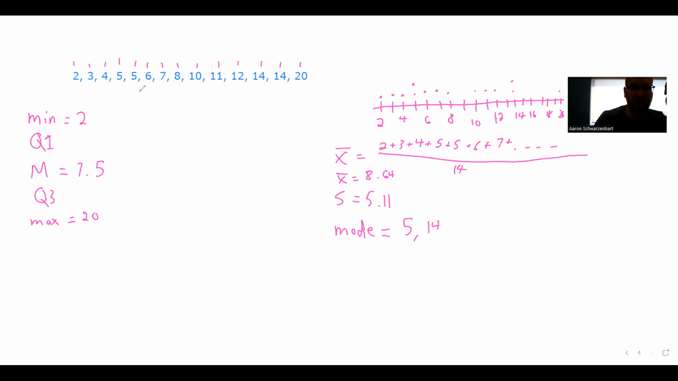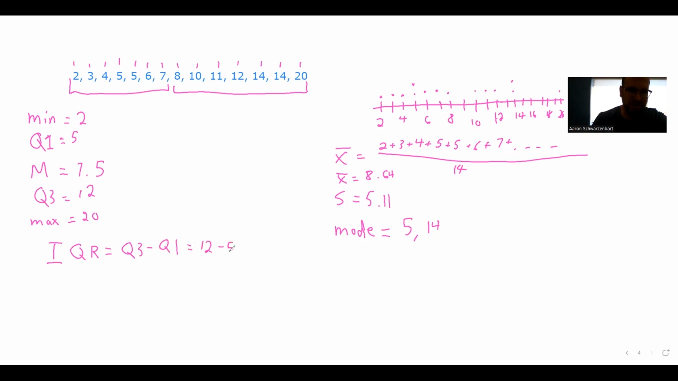To find quartile 1, I must divide my set in half. And again, find the middle number. That happens to be 5. To find quartile 3, I divide the set in half. My middle number happens to be 12. So there's my 5-number summary. I can give an interquartile range, which is always Q3 minus Q1, or 12 minus 5, which is 7.